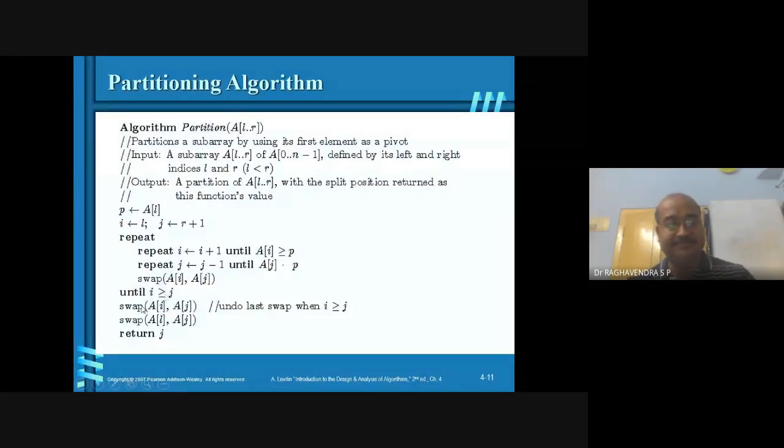Then once it exceeds, swap A of i and A of j, and swap A of l, that is A of first, and A of j, and return the value of j.